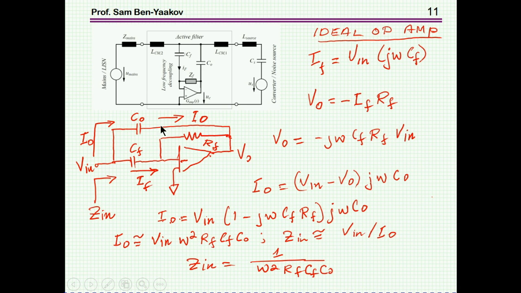And the current through this capacitor is the voltage difference across it over the impedance, and it comes out to be this current. Therefore, the impedance that you see as you look into this circuit is 1 over ω² RF CF C out. Now this is an AC impedance, and it's not passing any DC current, first of all because they are capacitors, so there's only AC. You can actually see that as omega goes to 0, this impedance goes to infinity, so everything is in order.